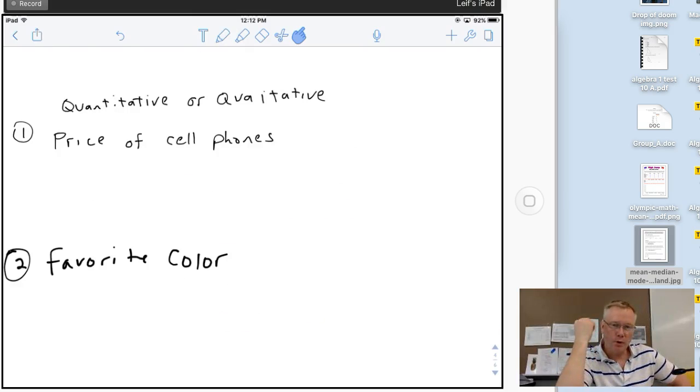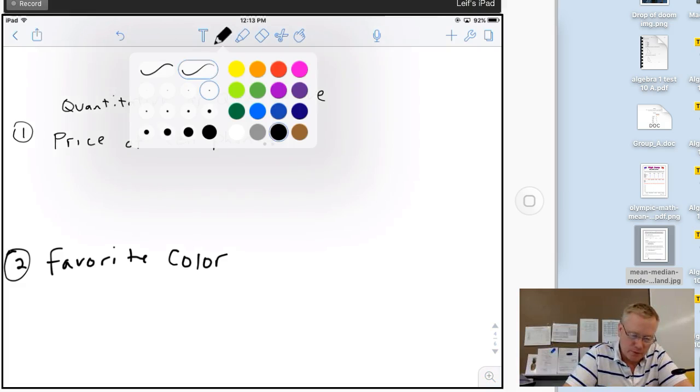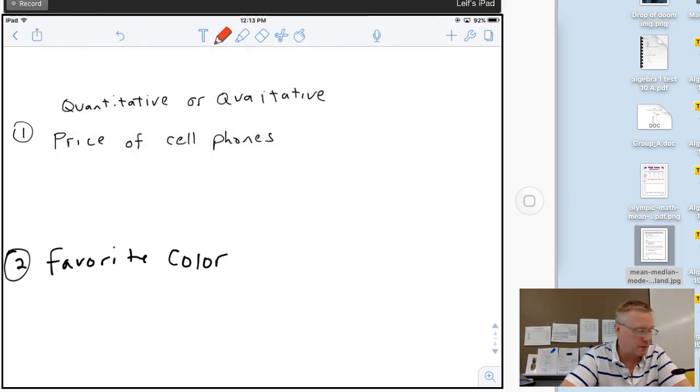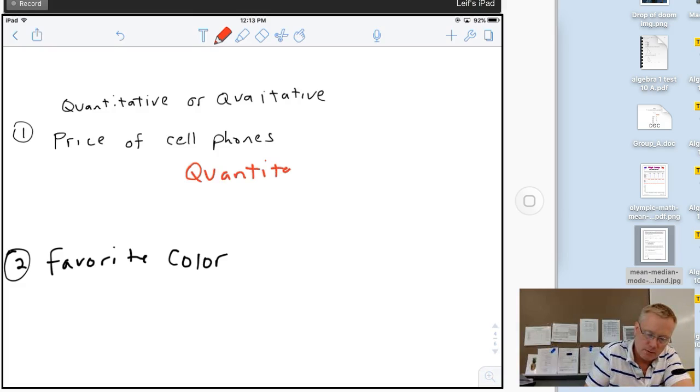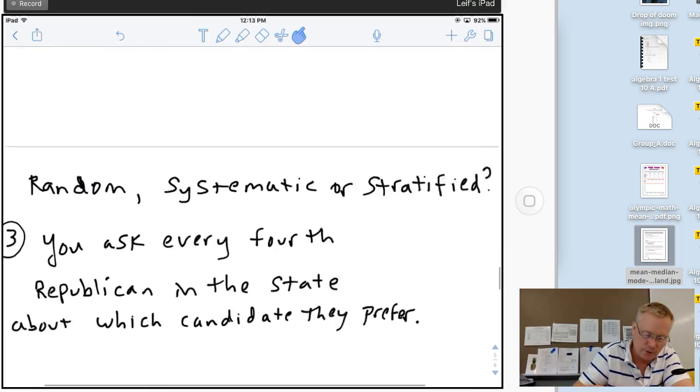All right, so let's go over a couple quick problems here. First ones are identifying whether it's quantitative or qualitative. I'm going to do the first one, and for some of these, I'm going to have you try. The price of cell phones. So would that be qualitative or quantitative? This one is pretty clearly quantitative, and the reason is because you can compare the prices of cell phones. I'll let you try number 2, favorite color.